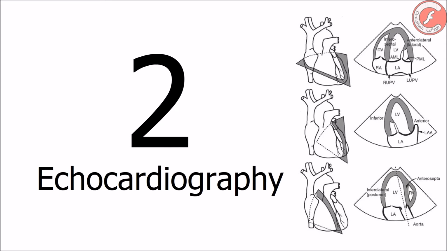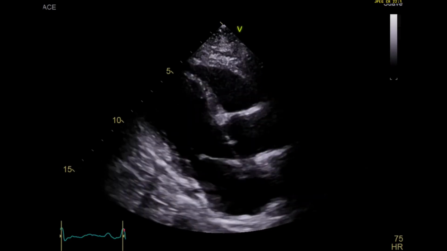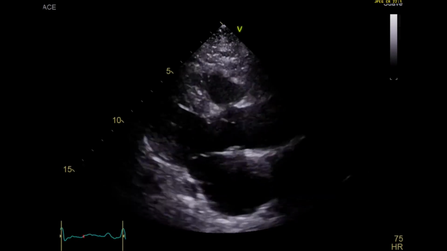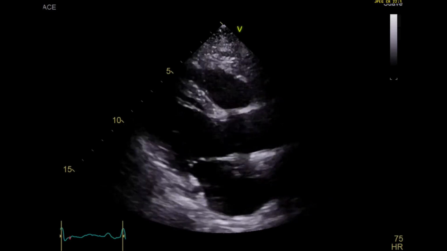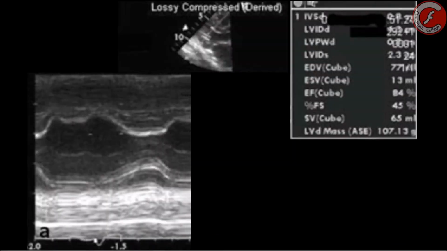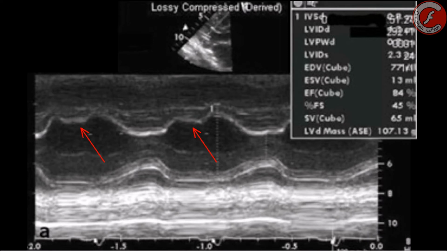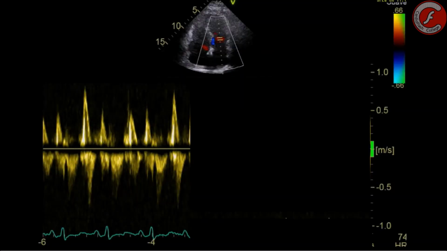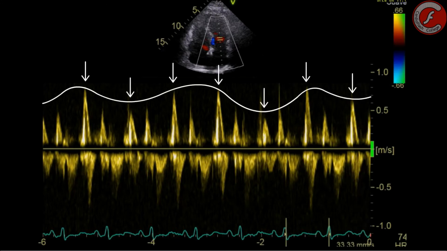Number 2. The echocardiography constitutes a very useful tool in the study of constrictive pericarditis. Sometimes a pericardial thickening can be detected, or, as in this case, a partial calcification of it. Using the M mode, the protodiastolic notch or septal rebound can be evident, while using the Doppler, respiratory variations generated by the ventricular interdependence can be identified.